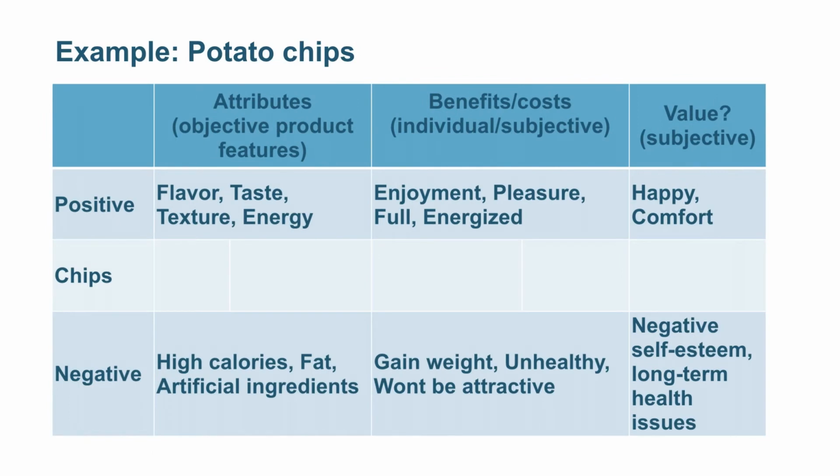So let's do an example with a very basic and simple product, which is potato chips. First, let's look at the positive features. The attributes that potato chips might have, again, objective, anybody who sees potato chips can talk about those, is maybe the flavor, the taste, maybe the texture in the sense of whether it's crunchy or not, and maybe the level of energy that it gives because it is a type of food.